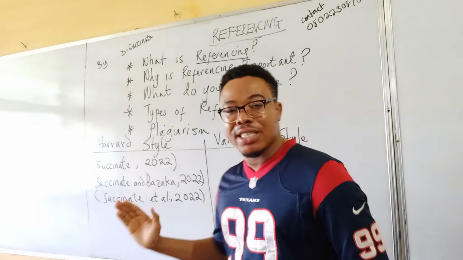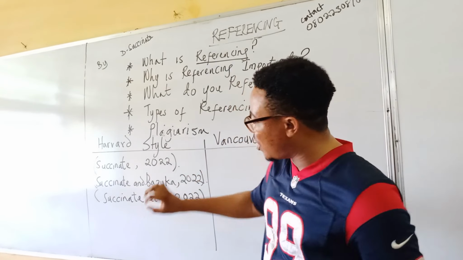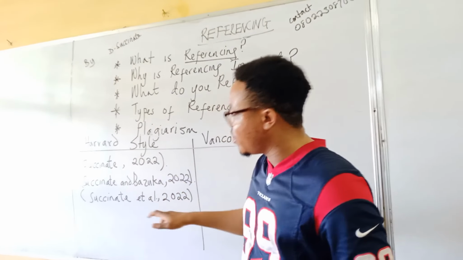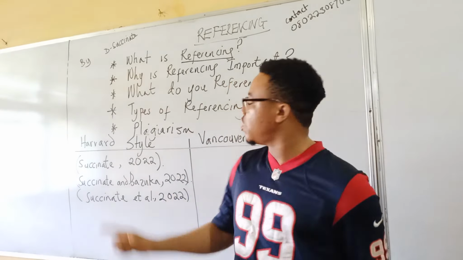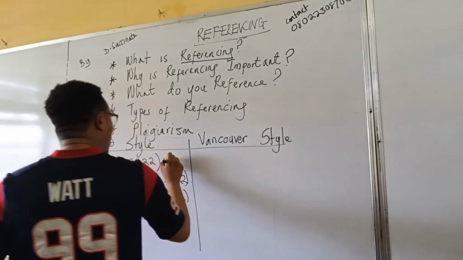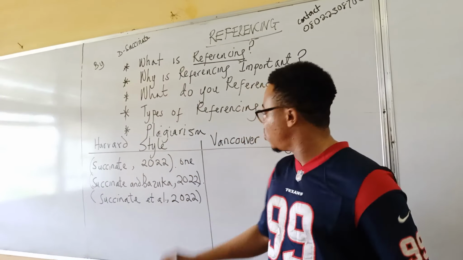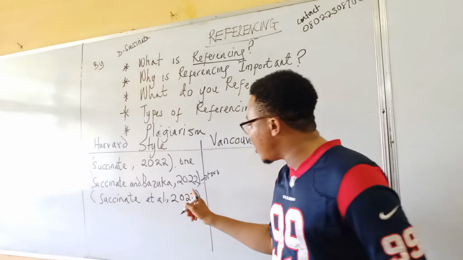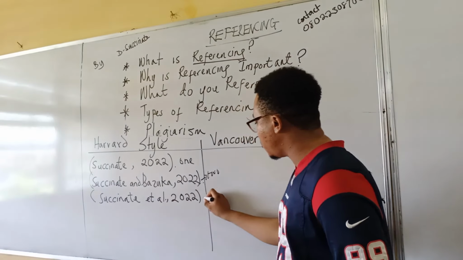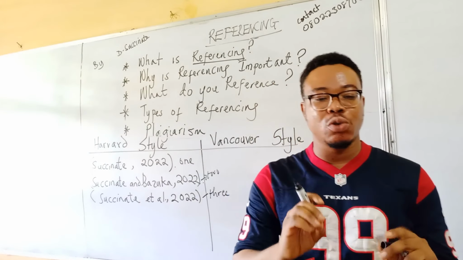Please, in case you didn't get the important information I mentioned in these three cases, it depends on the number of persons you are trying to reference. For this first one, it involves just one person. Please take note, for one person. If there are two, this one is for two persons. But when there are more than two, you use this style for in-text citation. Please take note of that.